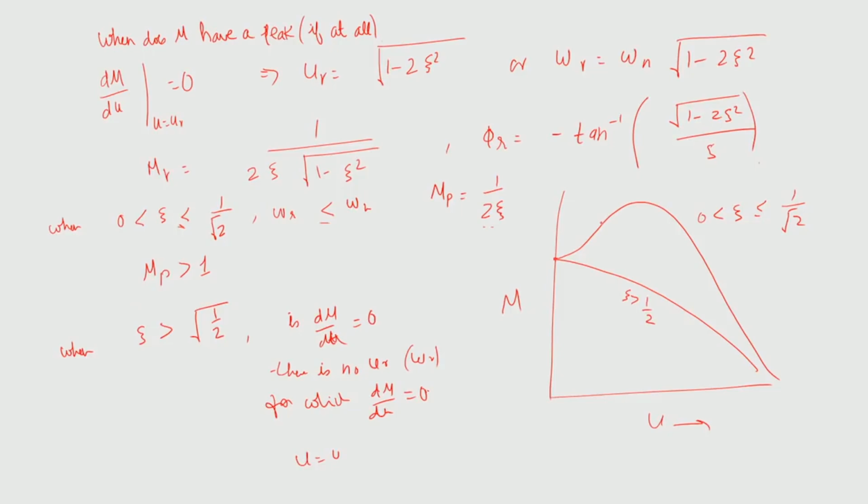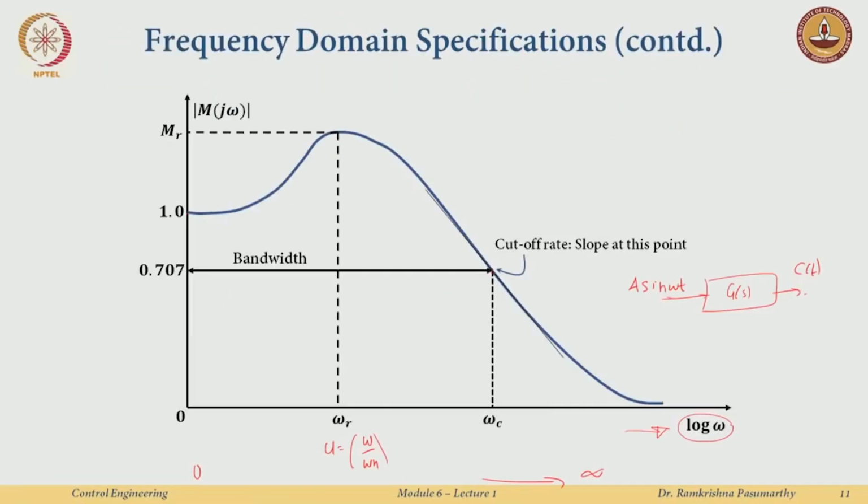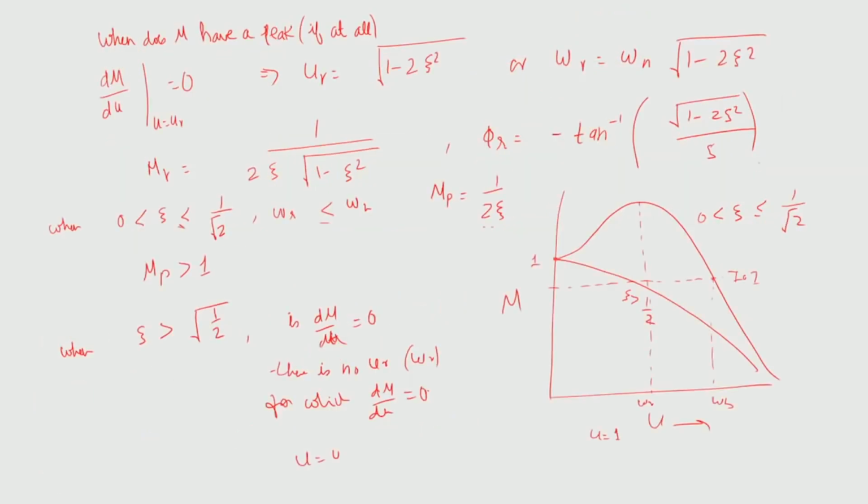Okay. Now, all the bandwidth and all, now I can define. So, this is my 1, so this is say 0.707, this guy will be my bandwidth, this guy will be omega r, or where u equal to 1, and so on, right. So, this is the explanation for why we actually get a picture which looks like this, right.